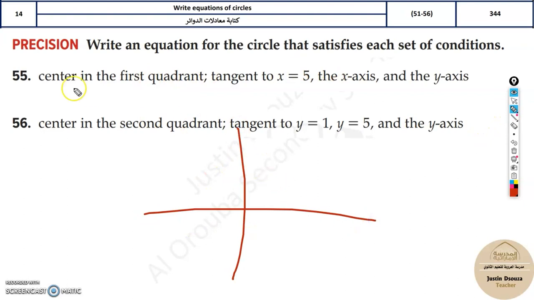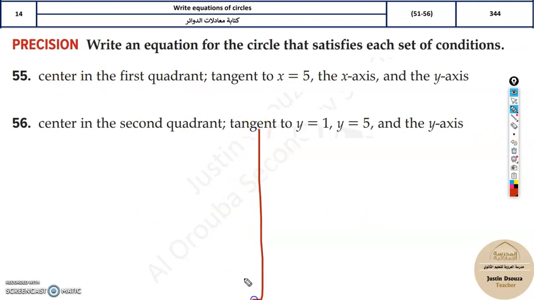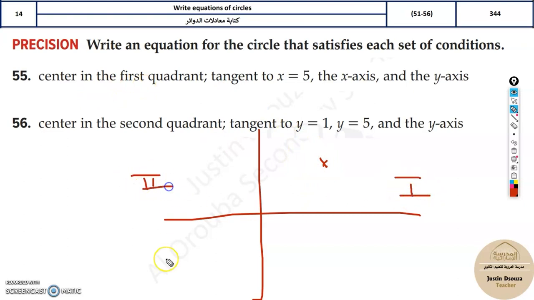They have given the center of this circle. Wait, let me do it properly. Now this is much better. The center is in the first quadrant, somewhere over here. I hope you remember this is the first quadrant, this is second, this is third, and this is the fourth quadrant. A circle can be divided into 4, so the first quadrant is 90 degrees, second 90, and so on. So the center is somewhere over here in the first quadrant.